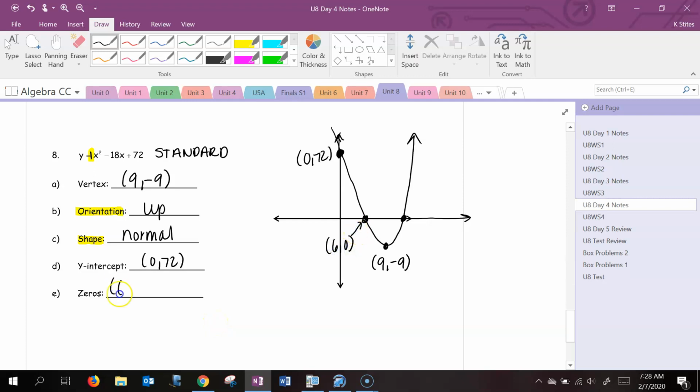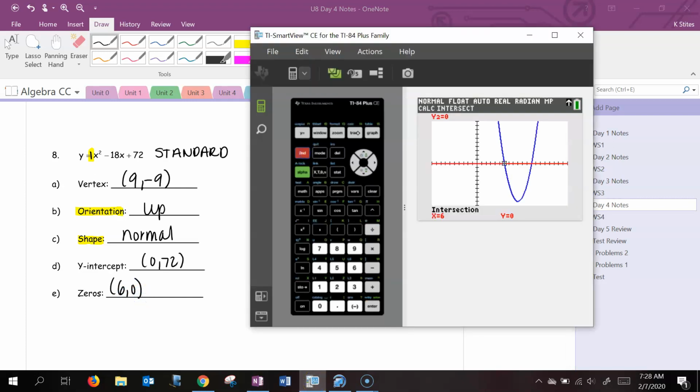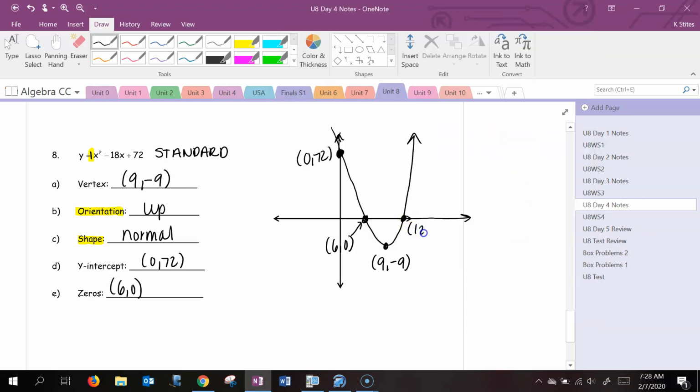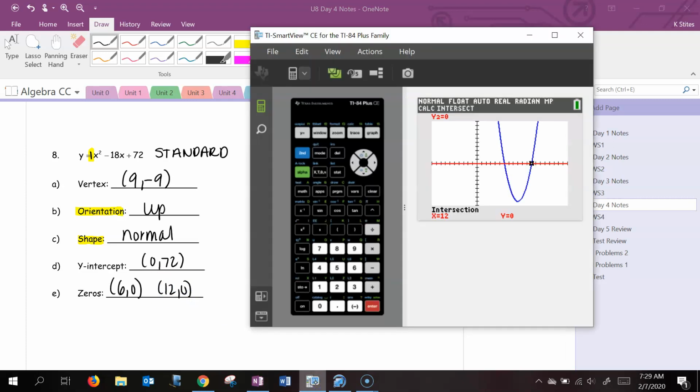Label it, put it on the line. And we'll do it one more time. Second trace 5. Move your cursor over. Once you're over there, enter, enter, enter. 12, 0. Label it, put it on the line. If you would like, you can now do a zoom 6 to return to your standard window.